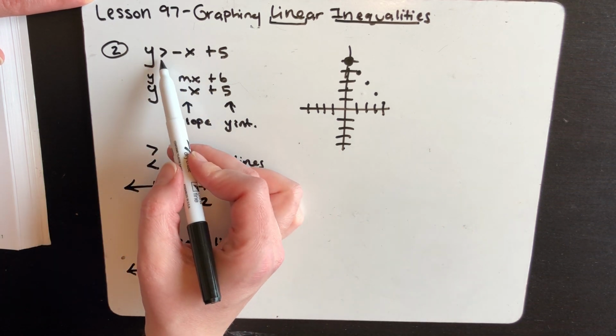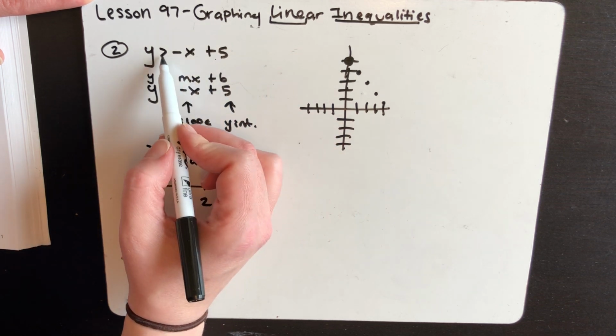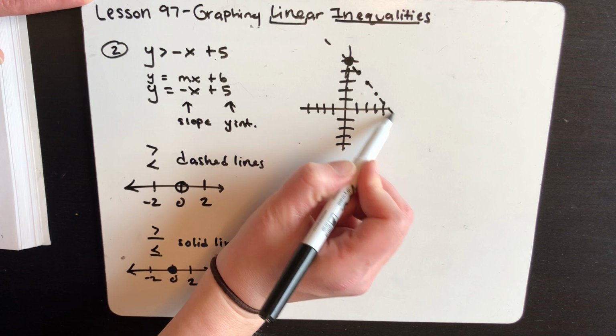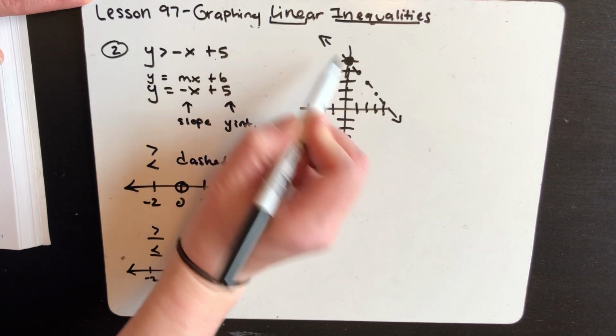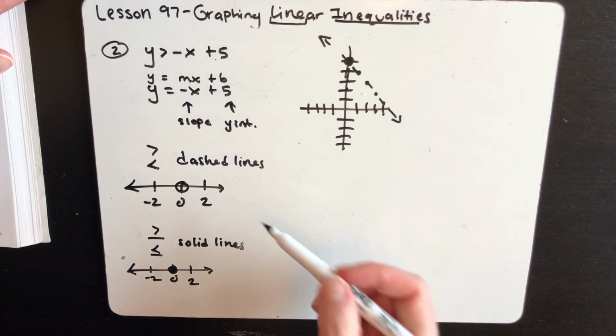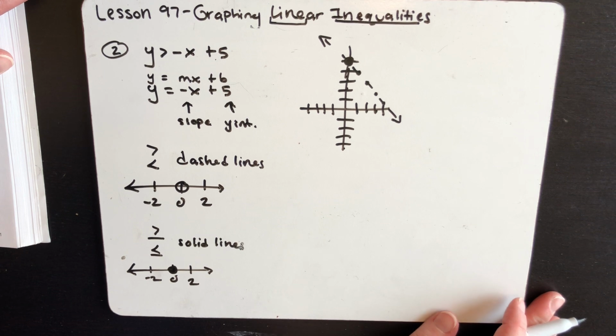So again, I have y is greater than -x plus 5. I started graphing it. It's a regular greater than sign, so I'm going to have a dashed line. Lines always have arrows, and now I have to decide which way I'm going to shade. Just like I would have shaded on my number line, I have to decide which way I'm going to shade.